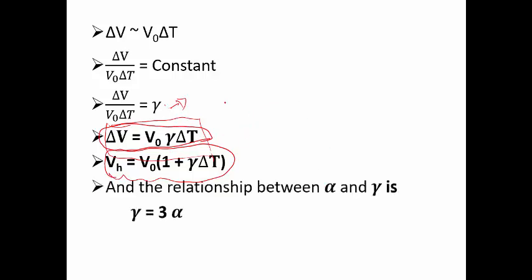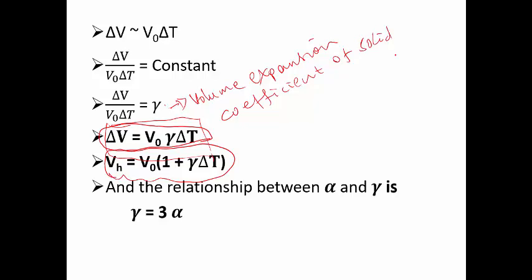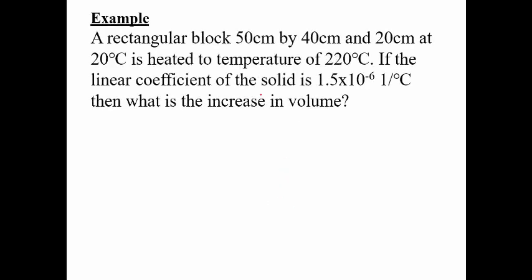And the relationship between alpha and gamma: as I told you, gamma is what? Volume expansion coefficient of solid. And there is a relation between alpha and gamma. Alpha is the linear expansion coefficient, and gamma is the volume expansion coefficient of solid. Therefore, the relationship is, if you derive it, and it is also in your text, you get gamma is equivalent to 3 times what? Alpha. 3 times alpha.